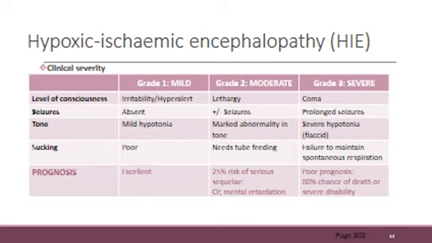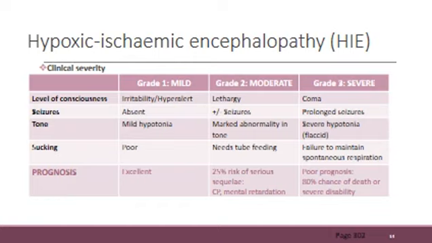In the moderate group, the patients are lethargic and may or may not have seizures. The tone is markedly abnormal, and these patients do not feed at all and will require nasogastric tube feeding. The prognosis is a 25% risk of serious sequelae such as cerebral palsy and mental retardation.